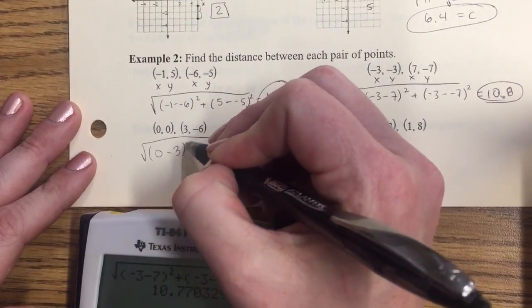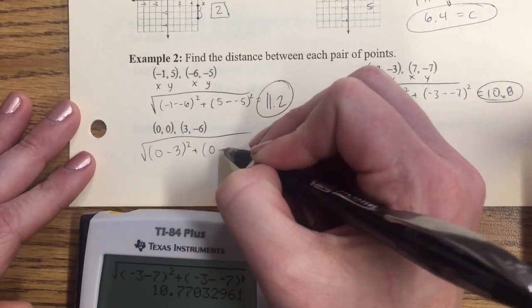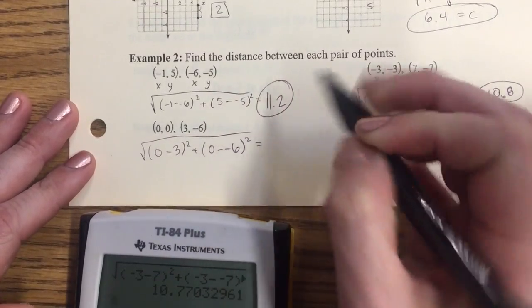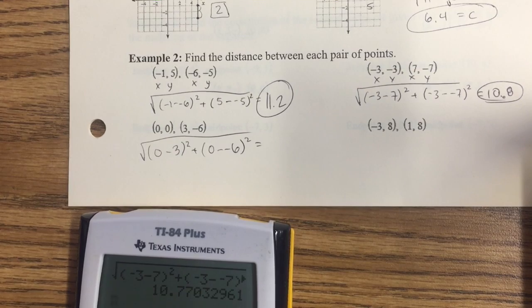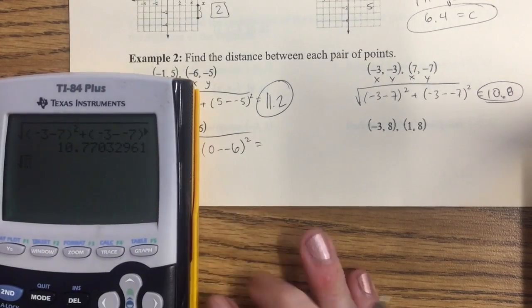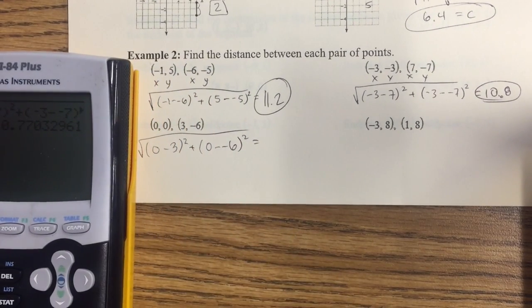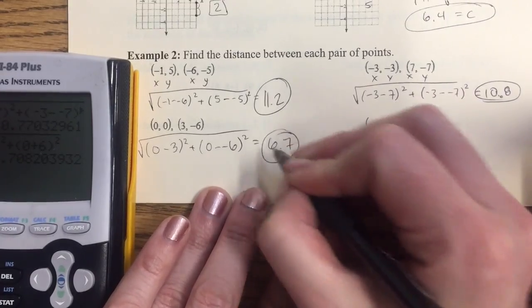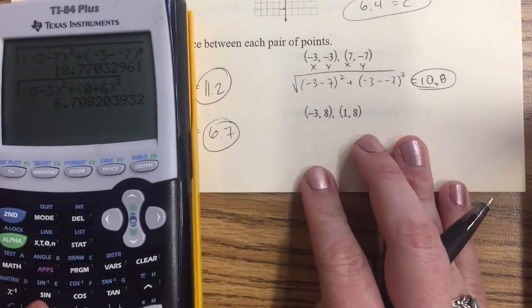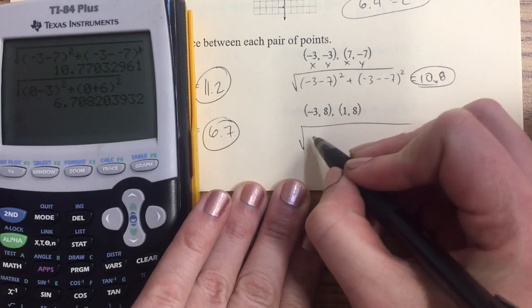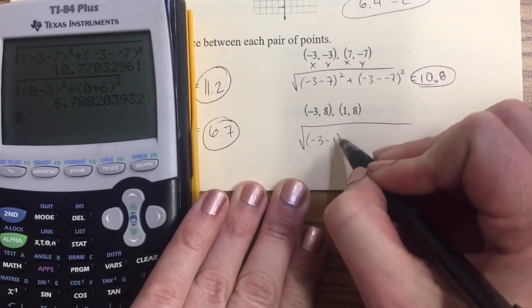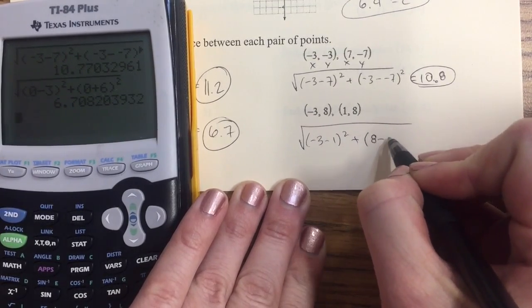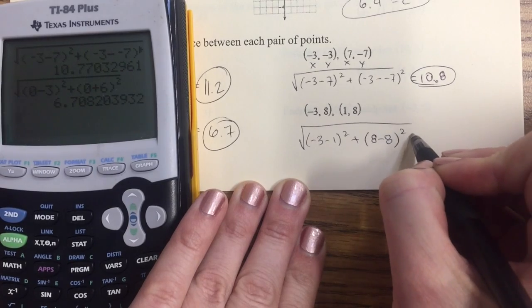X minus x squared plus y minus y squared. Zero minus 3. 6.7 for that distance. X minus x plus y minus y.